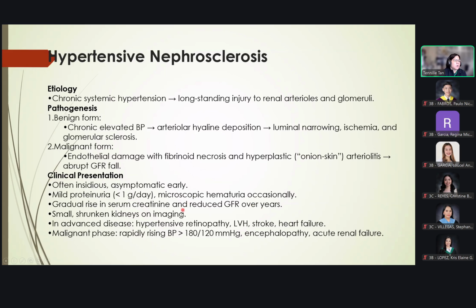On imaging, they'll have small shrunken kidneys. In advanced disease, they can have hypertensive retinopathy. They might have left ventricular enlargement. Patients might present with stroke or heart failure. For patients with malignant disease, they will have rapidly rising blood pressure, more than 180 over 120. They can present with encephalopathy and acute renal failure.